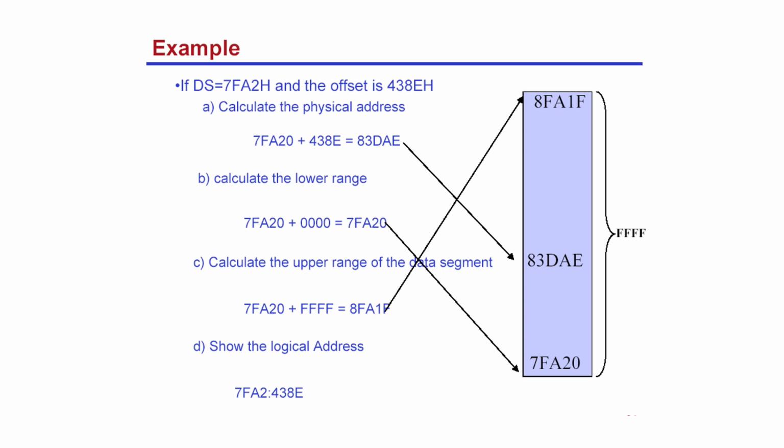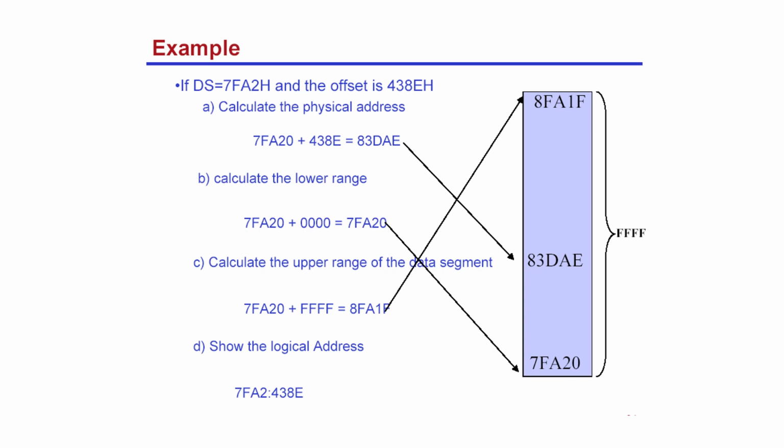The concept here is that we define the lowest physical address of the segment as 74A20, as per this definition, and the maximum memory it can point to is 64 KB. In hexadecimal, that is FFFF. If we add FFFF to 74A20, it points to 84A1F, which is the maximum upper range of this data segment. The actual physical address is pointed to within this range. In a way, the offset is nothing but the displacement from the base address. So this is the physical address location.